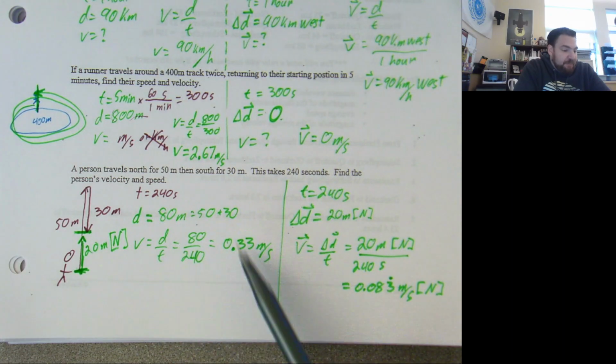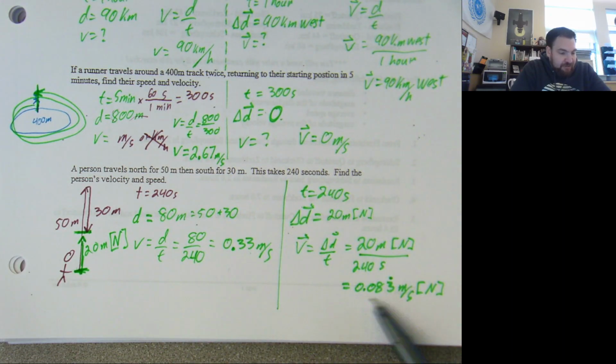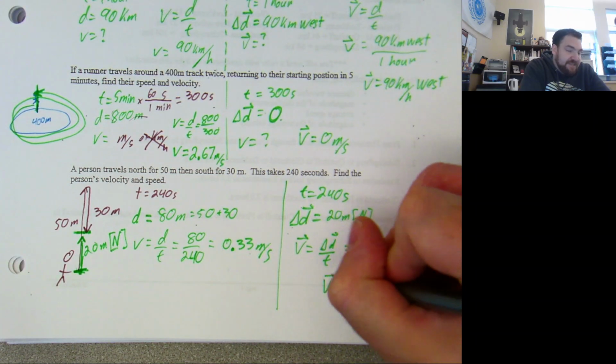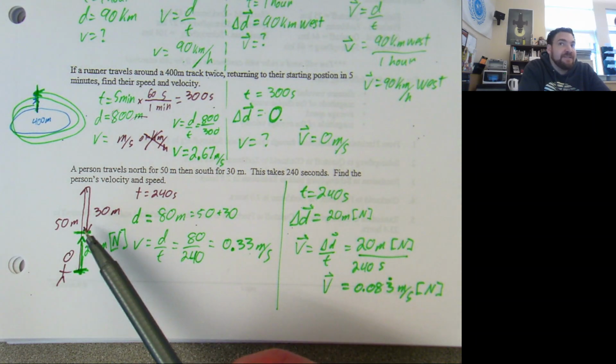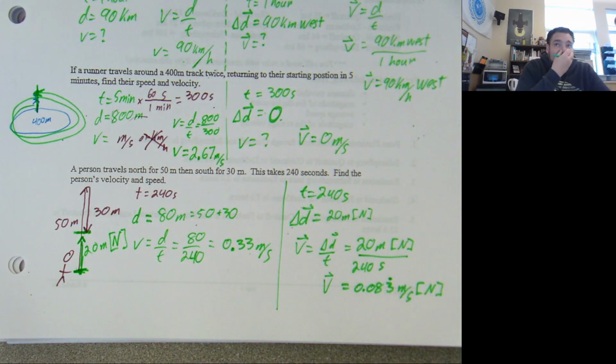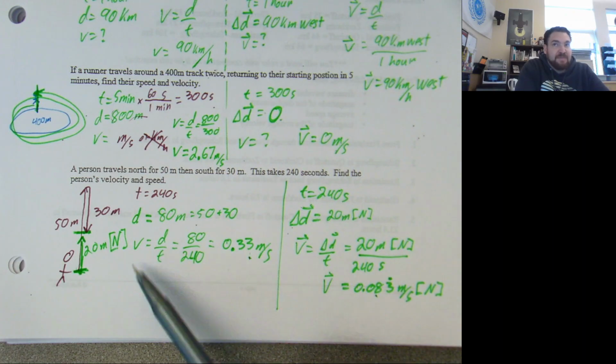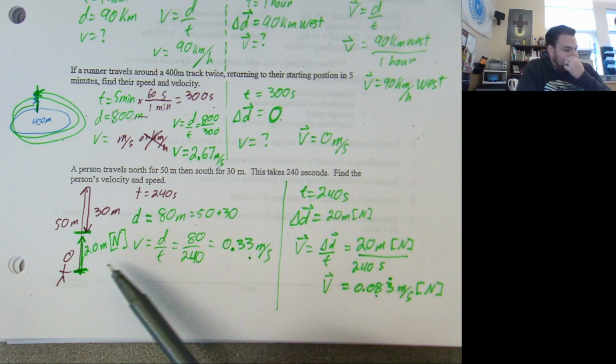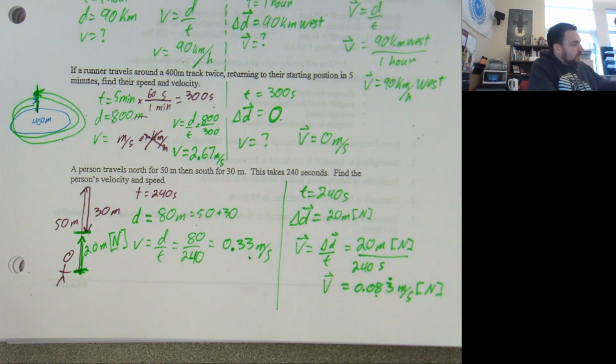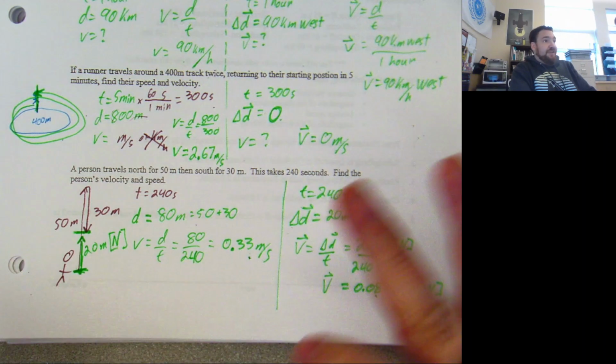So speed, 0.33 meters per second. Velocity, 0.083 meters per second. Gets you to the same spot in space in the same amount of time. So either you could go 50 meters out and 30 meters back at 33 centimeters per second, or you could go just out at 8 centimeters per second, and you get to the same spot in the same amount of time. This is the difference between speed and velocity. One requires displacement, the other requires distance, and those are conceptually different. Questions about the calculation here?